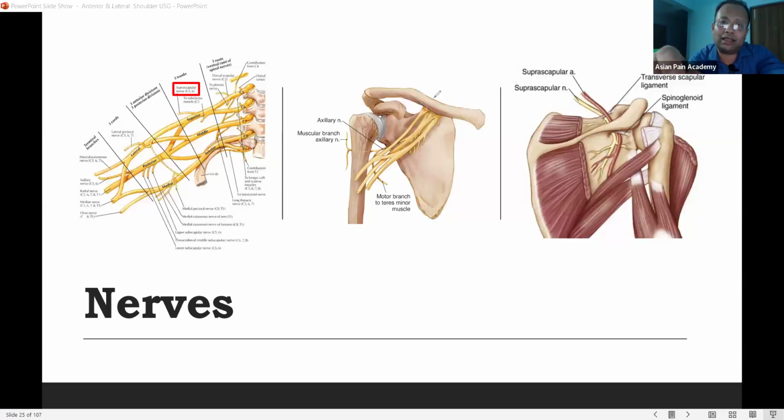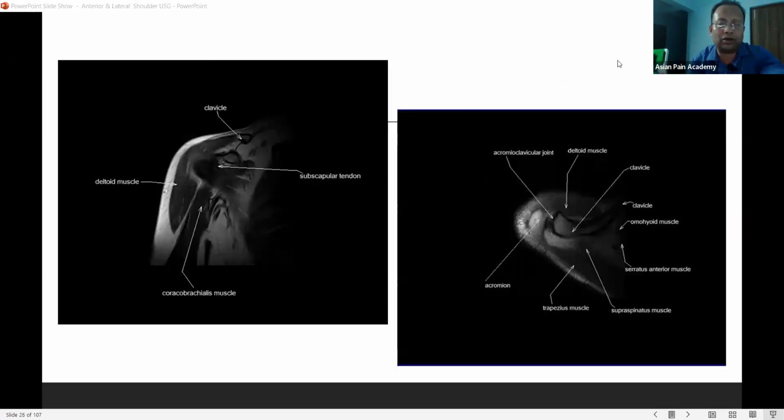So here you can see, and then it goes anteriorly like this. This is the brachial plexus, but the branch comes like this. Today we will see only the suprascapular nerve in the supraspinatus fossa, but next day we will talk about the spinoglenoid area. Here a small ligament is there, the transverse scapular ligament. With a very high frequency probe, we can see that ligament.